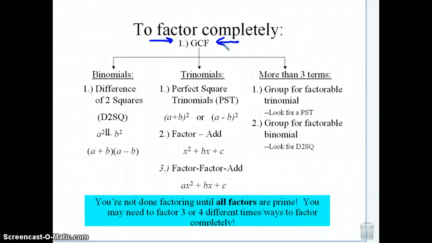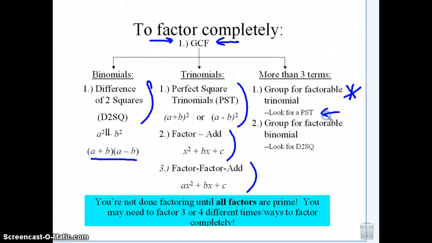Some clues for you. Binomials, we want difference of two squares. It looks like this, and we factor it in this form. If it's a trinomial, we learned about the perfect square trinomial yesterday, or factor ax squared plus bx plus c, which we learned about last week. All those things we've learned we can't forget about because they're going to stay now for the rest of the year. This is our new topic, factoring by grouping. So we're going to be looking for perfect square trinomials, differences of two squares, and GCFs.